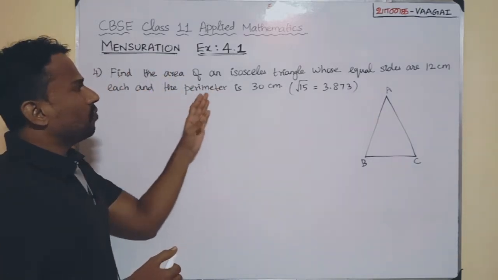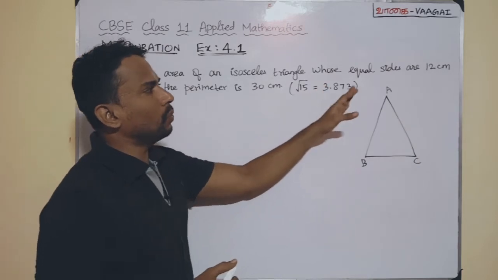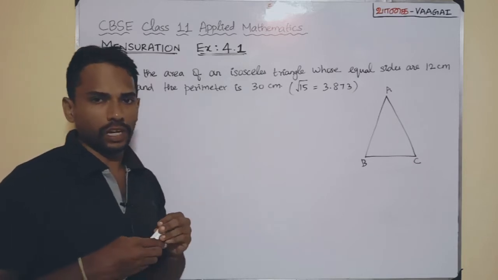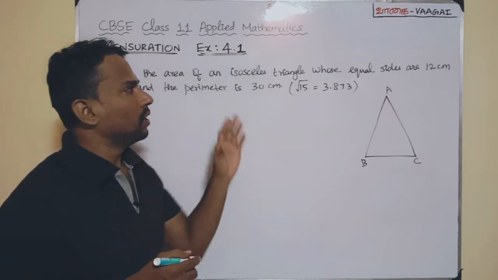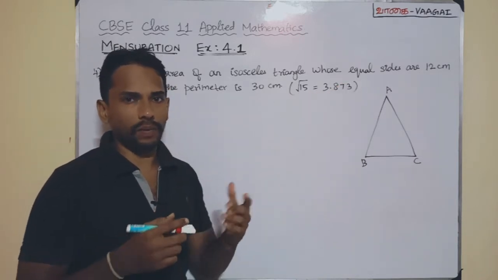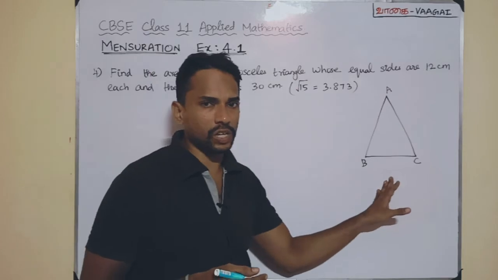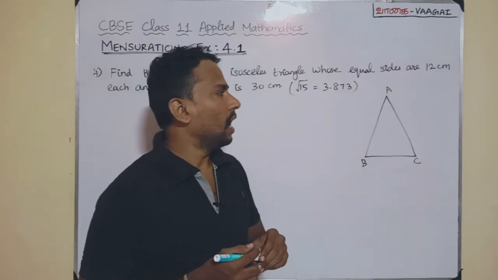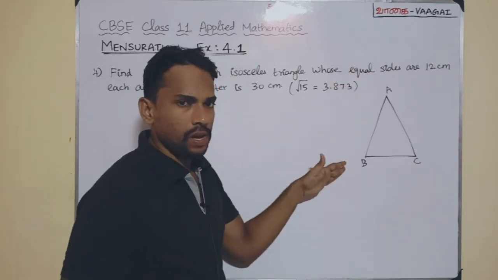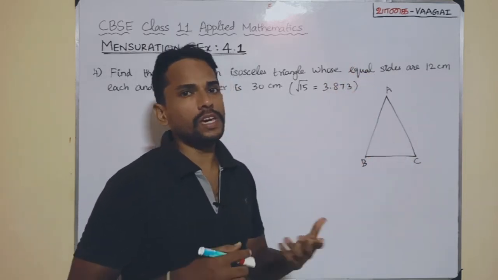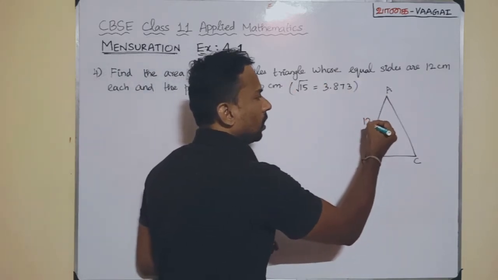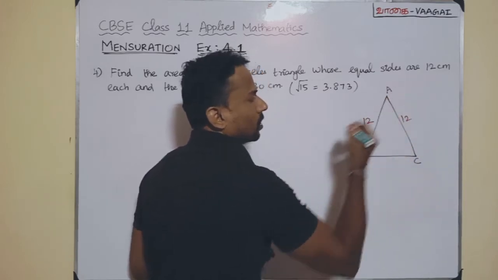Find the area of an isosceles triangle whose equal sides are 12 centimeter each, and the perimeter is going to be 30 centimeter. So they are given that there is an isosceles triangle, and they are given the 2 equal sides to be 12 centimeter each. So that means here you see this triangle. I have drawn an isosceles triangle here, and this triangle is ABC. Let me take the 2 sides AB and AC to be the equal sides. So as per question's condition, this AB is 12 and AC is also 12. Is it clear? Okay, fine.